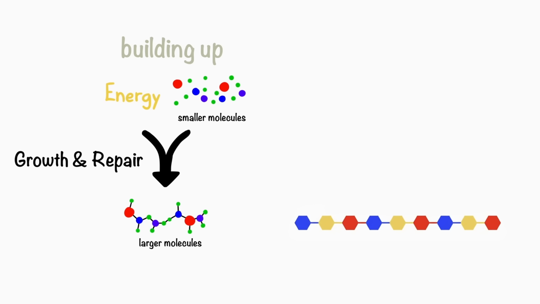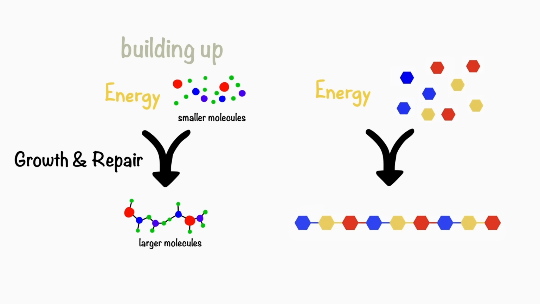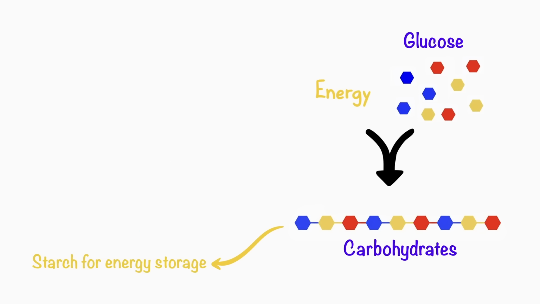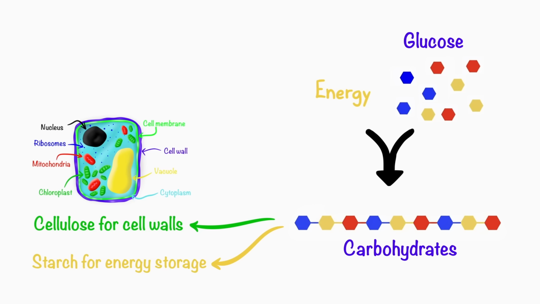One important example is the formation of carbohydrates. Lots of small glucose molecules can be joined together to form larger molecules. In plant cells, glucose is converted into starch for energy storage and cellulose for cell walls. In animal cells, glucose molecules are linked to form glycogen, which is stored in the liver and muscles.